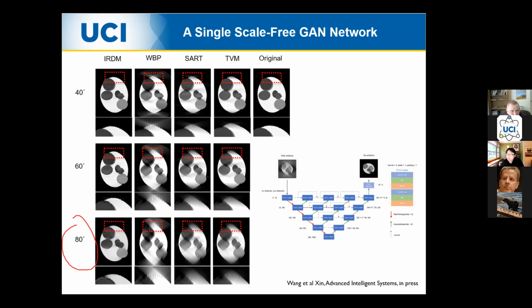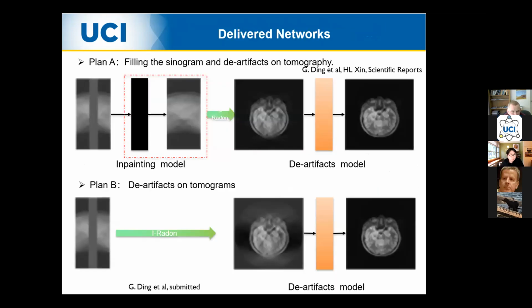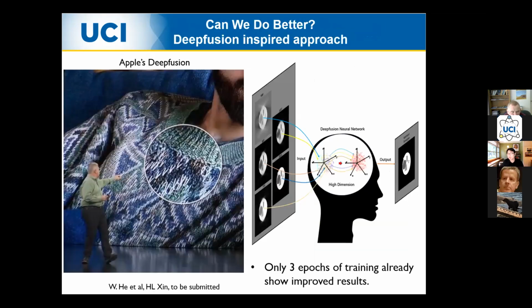Even with 80 degrees of missing information, you can reconstruct the data, and you can actually increase your information content, even double it, allowing us to achieve 0.7 angstrom resolution. And of course, we're working on this direction.